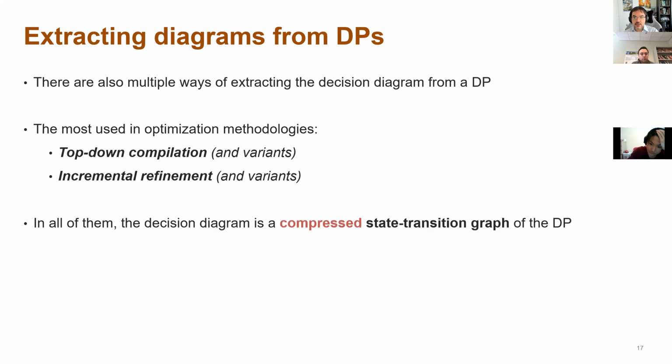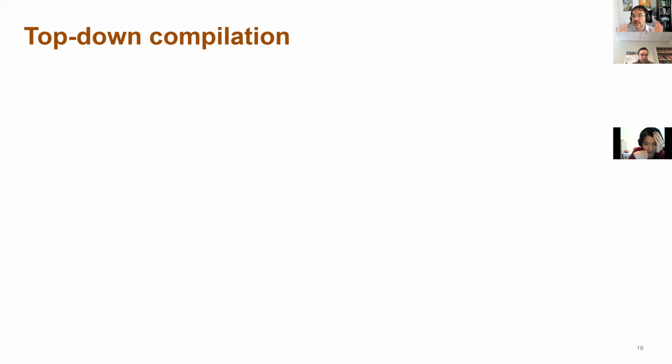In all of them, the decision diagram is a compressed representation of the state transition graph. It's not the state transition graph itself; it's a little bit different, but it's a compressed representation of it. If you want to think intuitively, the states that you can reach, all the possible loads that you can reach, are going to be the nodes of the diagram. And the actions, whether you pick an item or not, are going to be the arcs of the diagram.